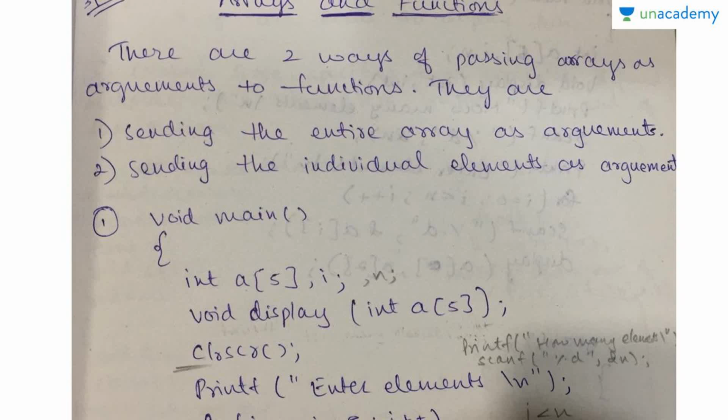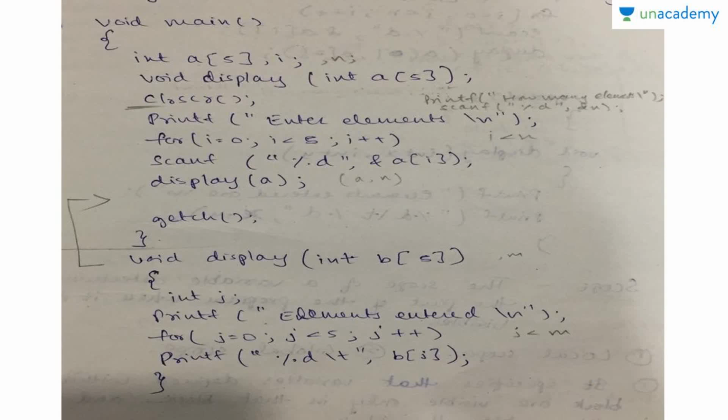In this program we can see the main function, which has an integer a of 5, that is an array which can store 5 elements, and an integer i, and then void display, which is the function whose body we are going to write later. Then clear screen, printf, enter the elements. Here we are taking those 5 elements using the for loop and storing them in the array a. And then we are calling the display function by passing the whole array a as an argument.